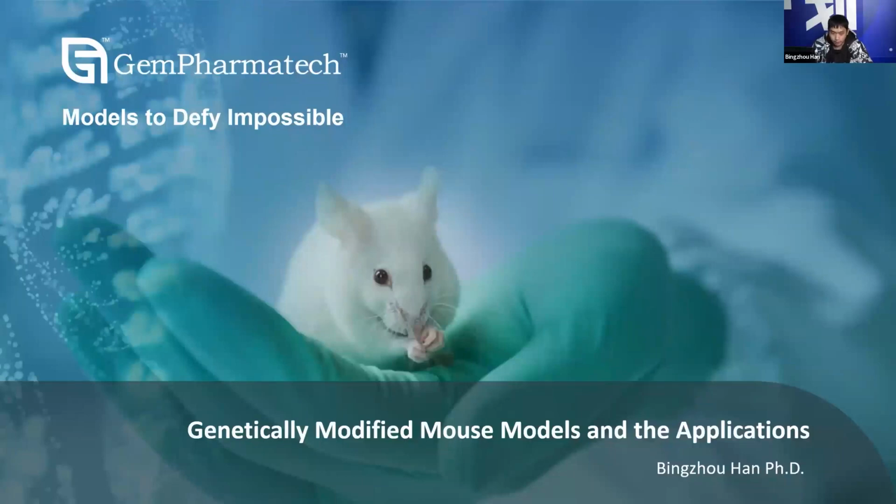So, hello everyone. I'm Bingzhou Han. I'm currently a research scientist in GemPharmatech. Today, our topic will be the genetically modified mice models and their applications.